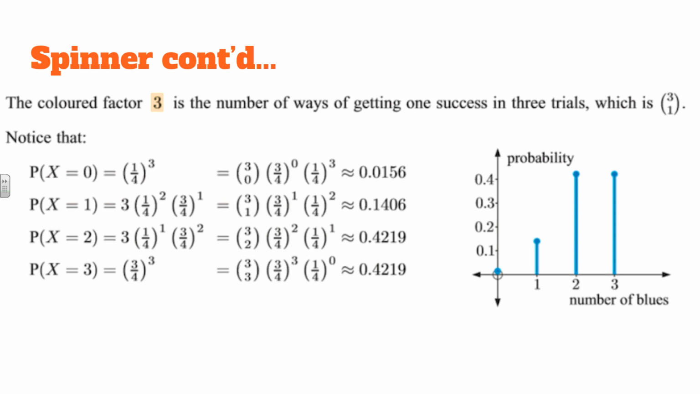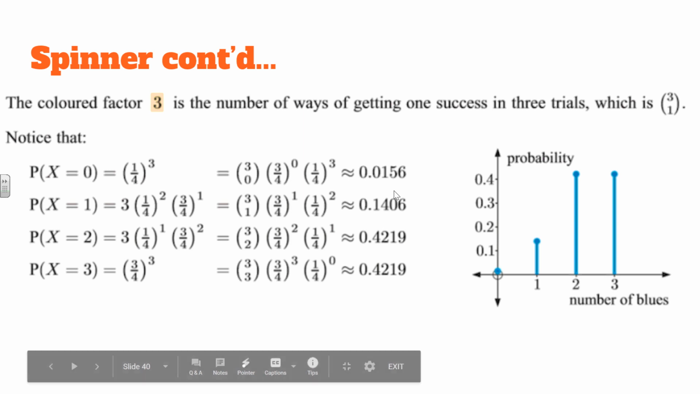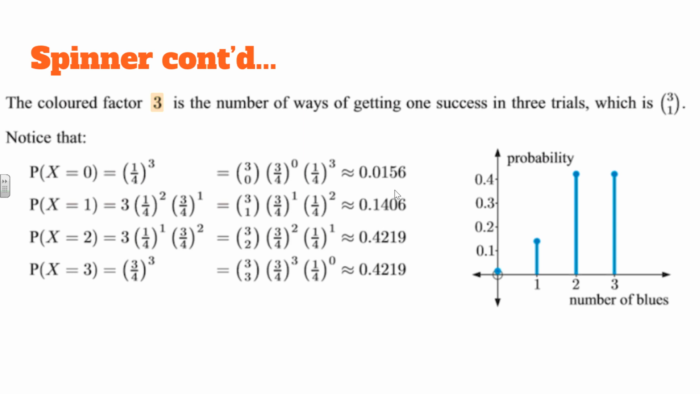Now, if we look at this, it should make sense that the probability that x equals 0 and 1 is lower than the probability that x equals 2 and 3 because it's more likely to be a blue than it is to be a white. So for that reason, we're going to have higher probabilities on the high side. But if the probability of success were lower, then we'd have a higher probability on the low side. Just kind of common sense there.